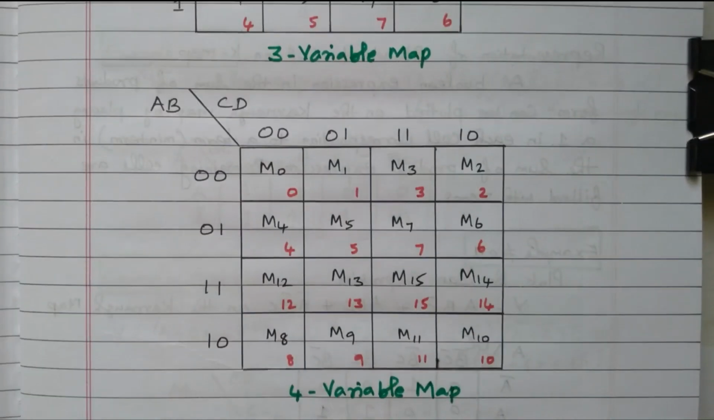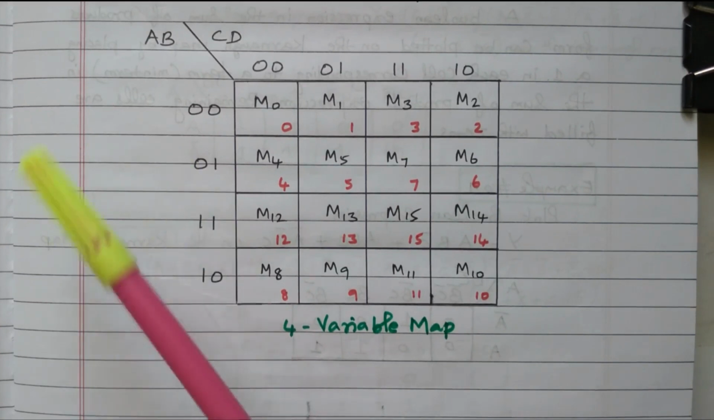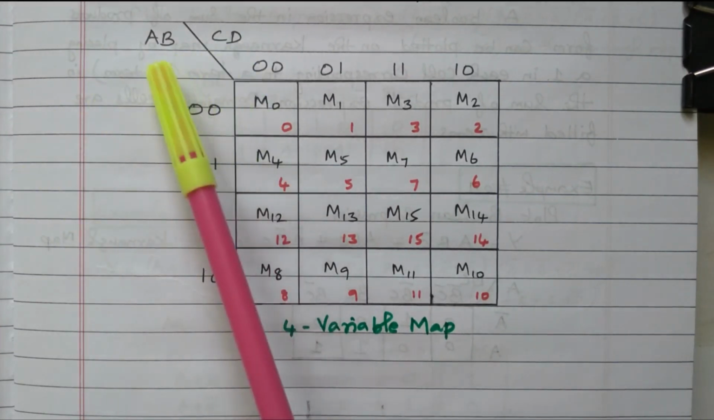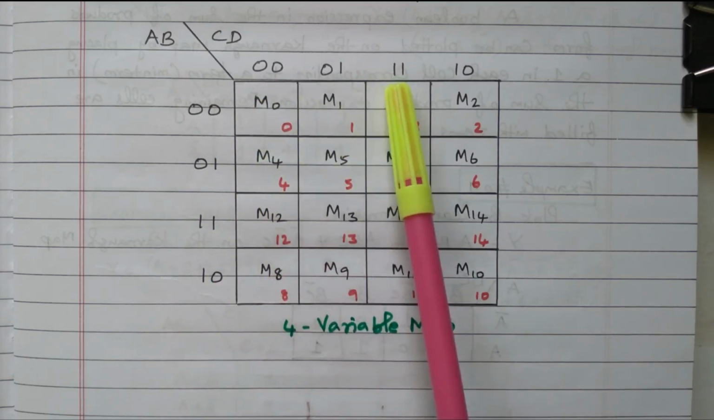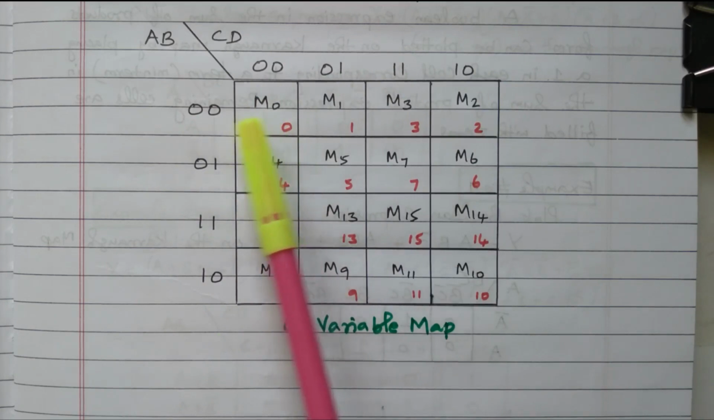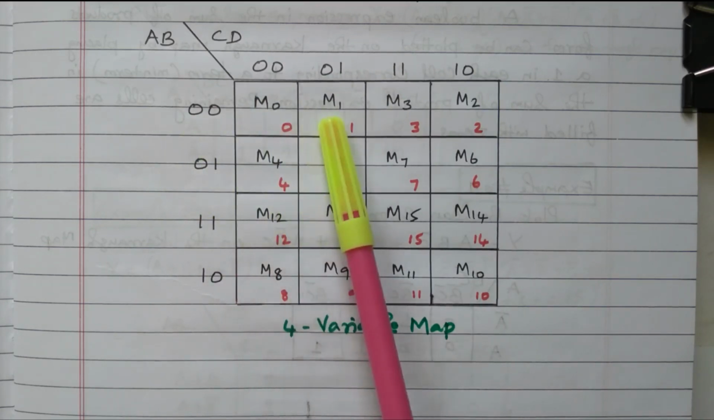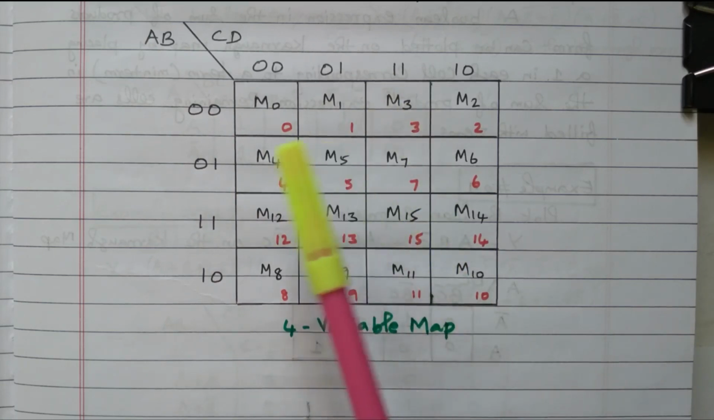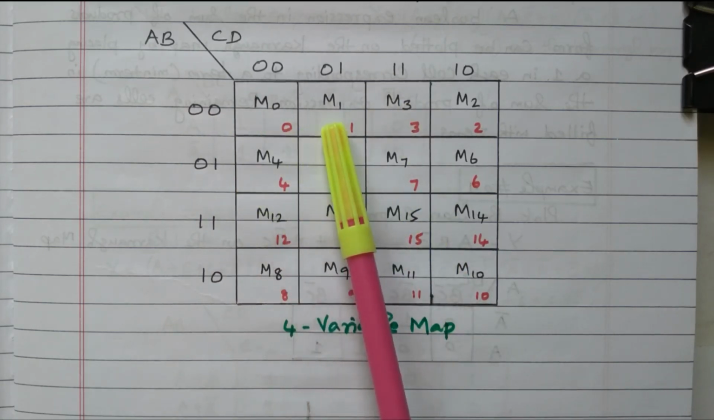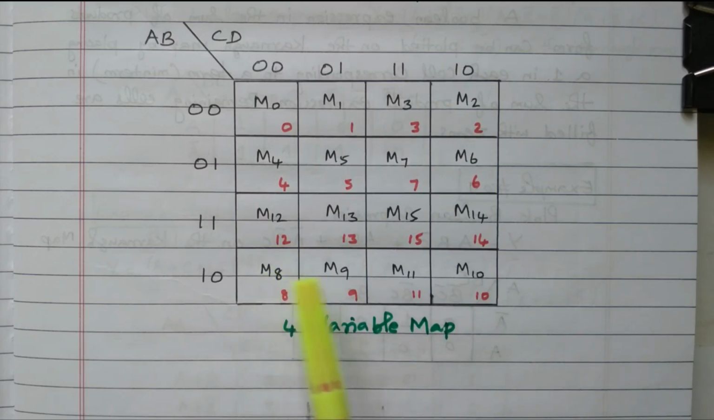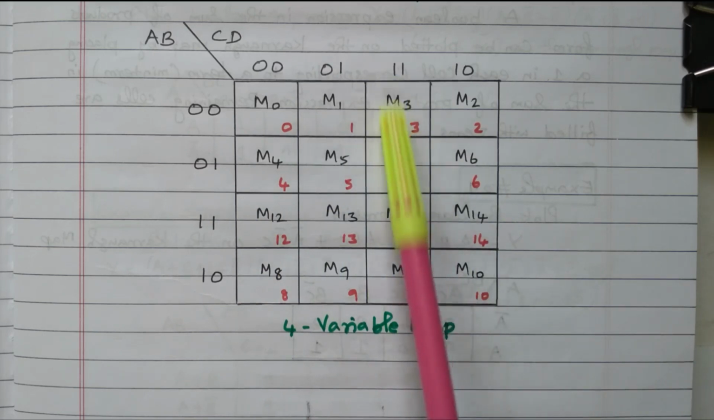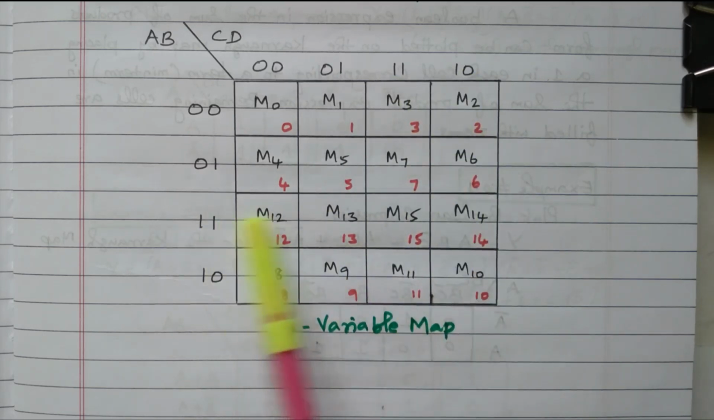Similarly, we can represent the four variable map. Let us consider four variables A, B, C, D. Because of two variables A, B, we have four possibilities: 0 0, 0 1, 1 1, 1 0. Here also 0 0, 0 1, 1 1, 1 0. So the first cell is 0 0 0 0. Second is 0 0 0 1. Like that we can represent. In terms of max terms, it is represented as M0, M1, M2, M3, M4, M5, M6, M7, M8, M9, M10, M11, M12, M13, M14 and M15. There is an interchange between the third and fourth column, and third and fourth row.